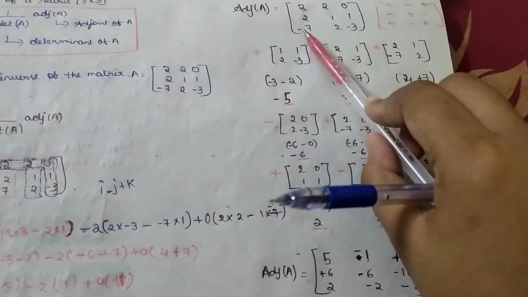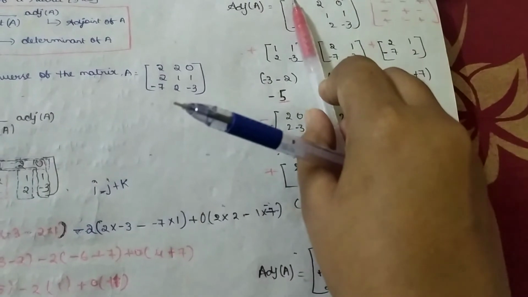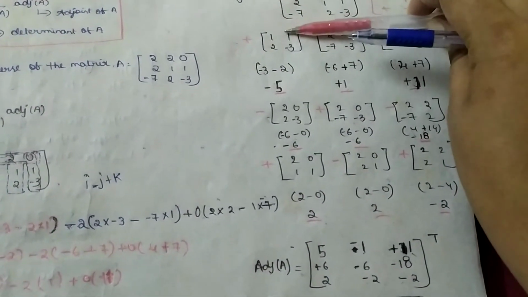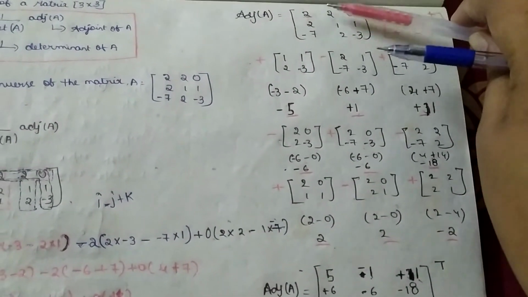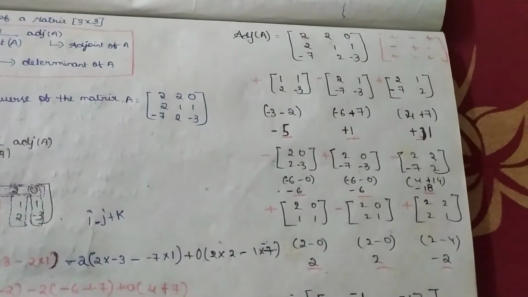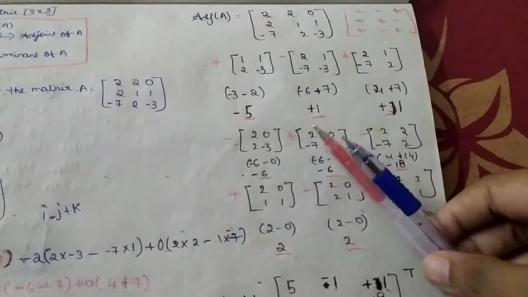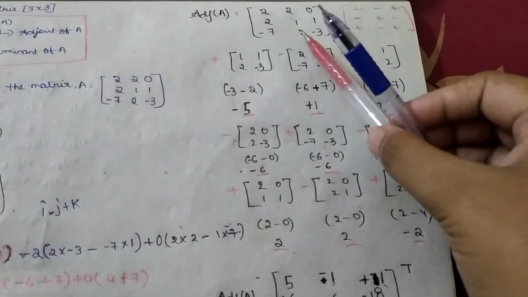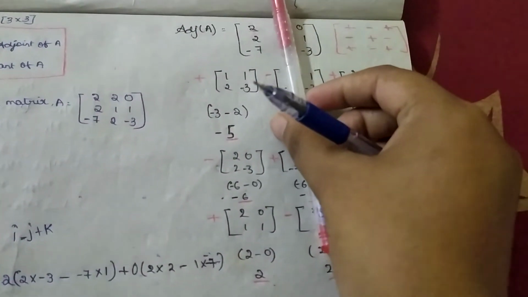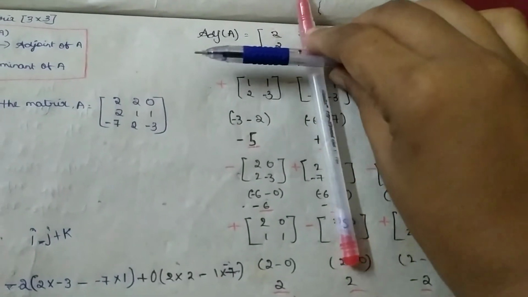Again this minus 7 we are taking. This column and this row are closed. So 2, 0, 1, 1 are left. So 2 into 1 is 2, minus 0. And then similarly 2 we are taking. So this row and this column are closed.